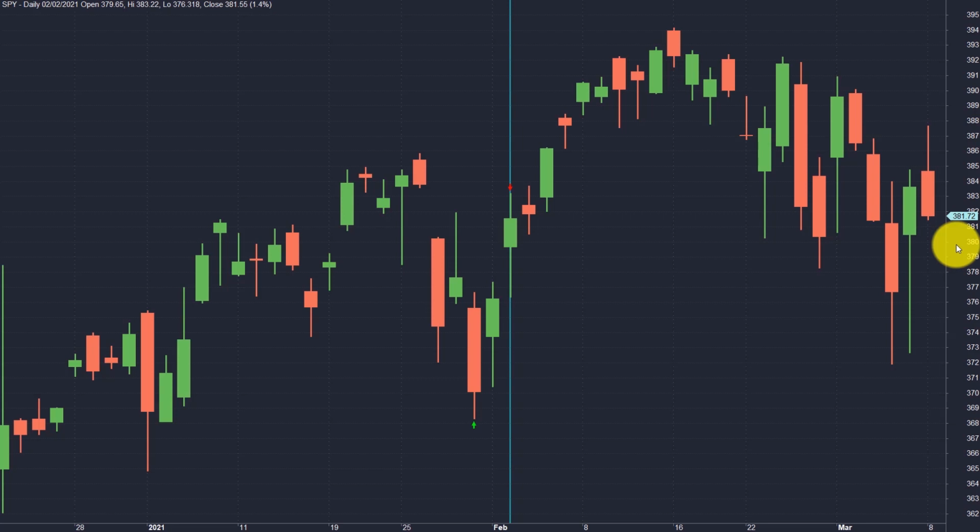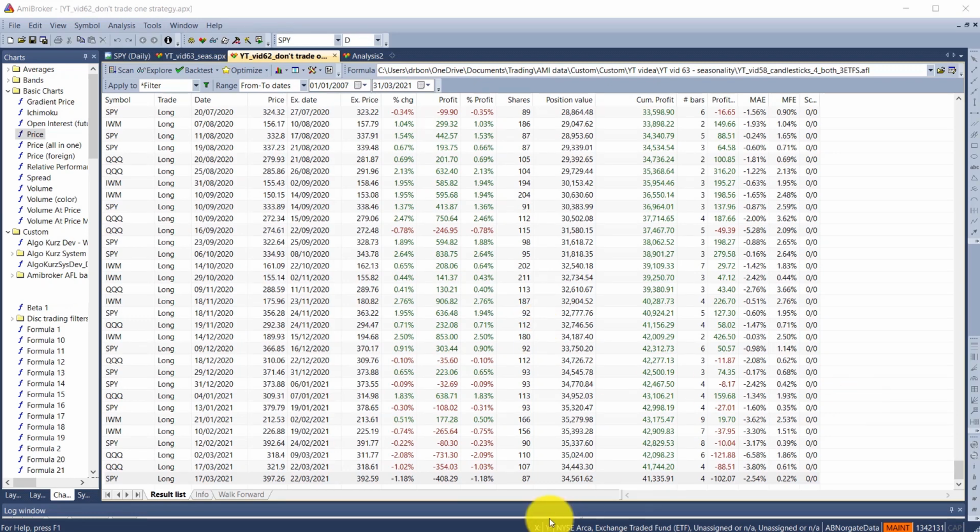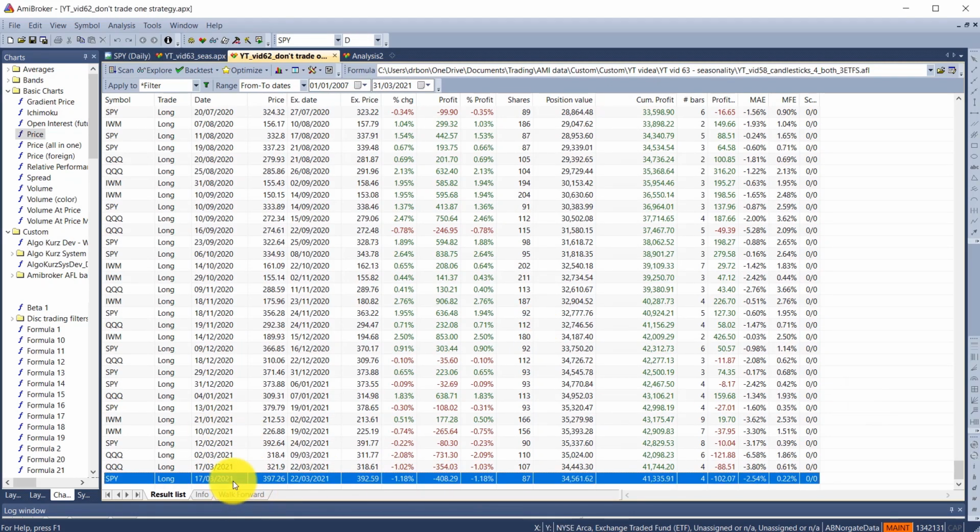The candlestick patterns I'm referring to are called engulfing patterns. I've got the list of trades prepared on the screen. These are backtest results of both bearish and bullish engulfing patterns, as I've described them in detail in my previous video, traded on 3 different US stock ETFs.